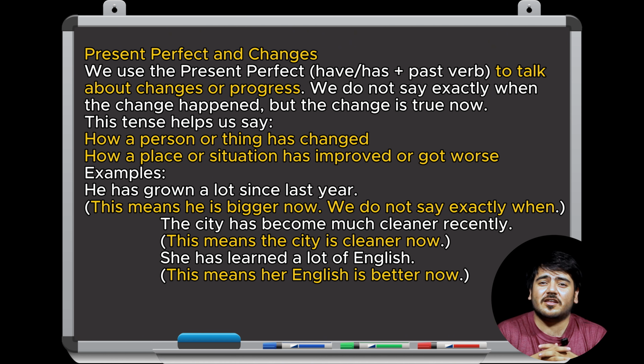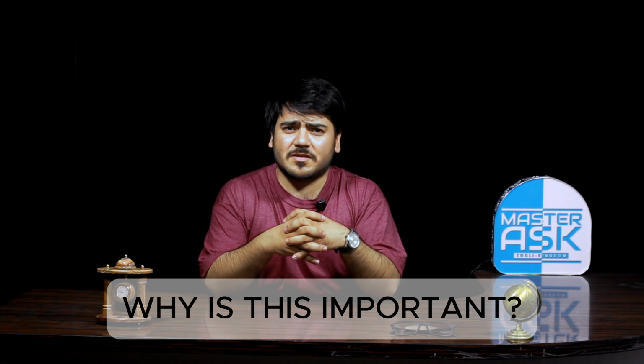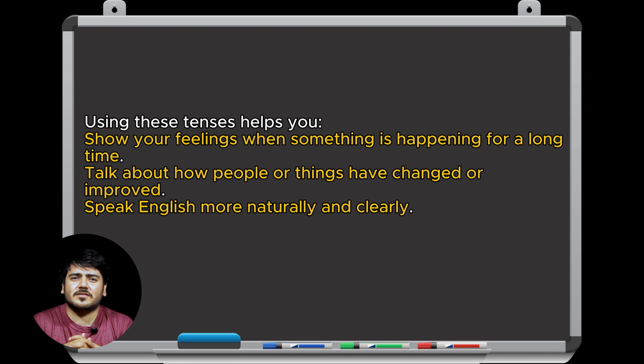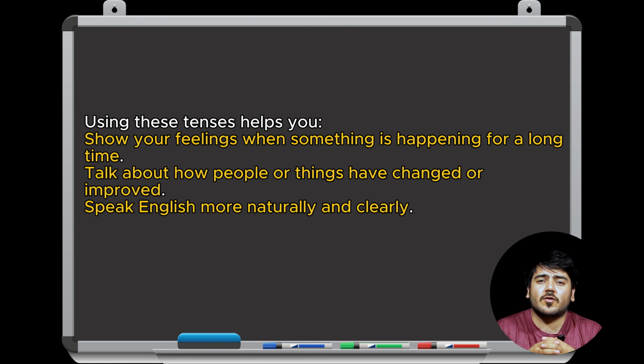She has learned a lot of English. This means her English is better now. The question is, why is this important? Using these tenses helps you show your feelings when something is happening for a long time. Talk about how people or things have changed or improved. Speak English more naturally and clearly.